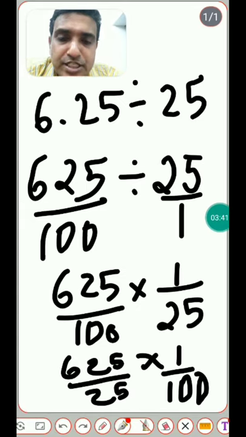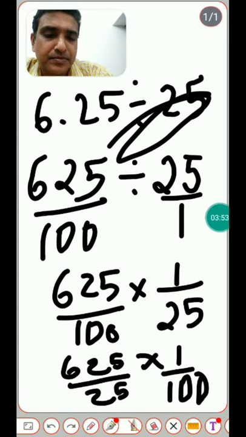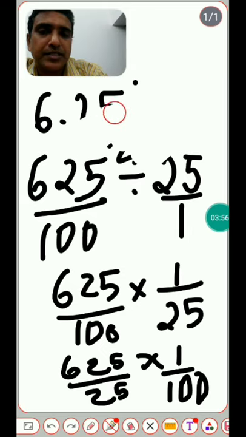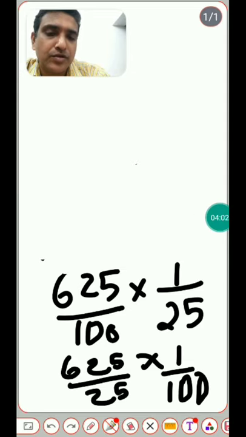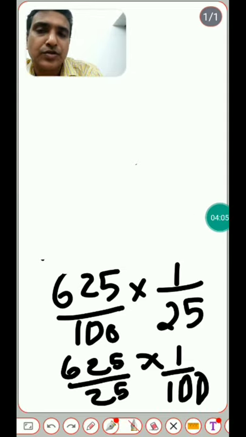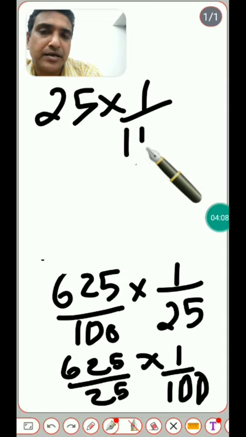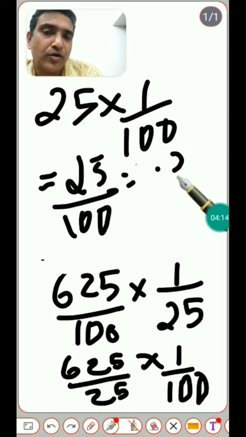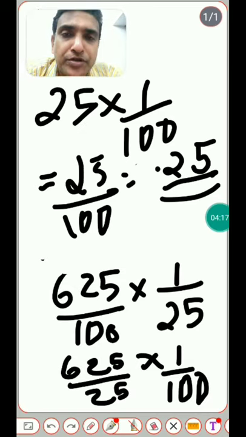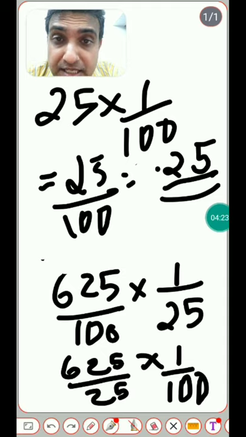So 625 by 25. In 625, 25 how many times? That is 25 times. So 625 by 25 equal to 25. So 25 into 1 by 100. That is 25 by 100 is equal to 0.25. So this is another way of doing a decimal division if the denominator is an integer.